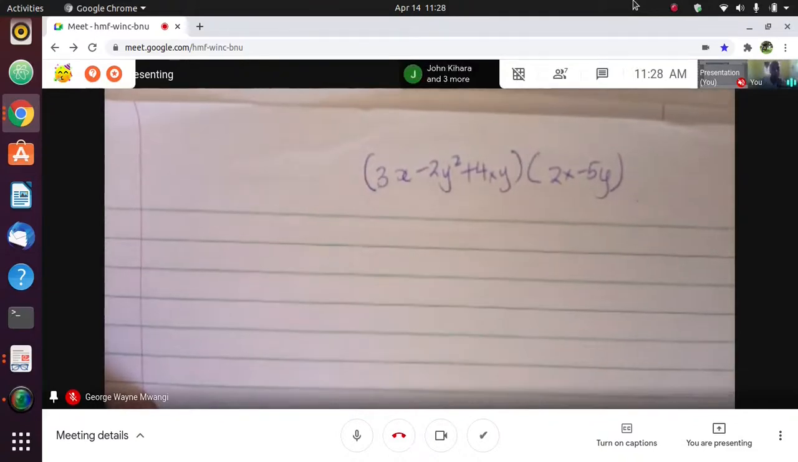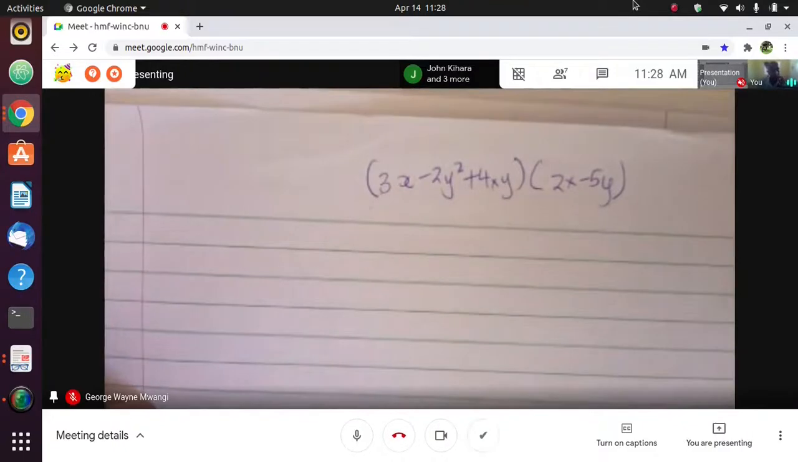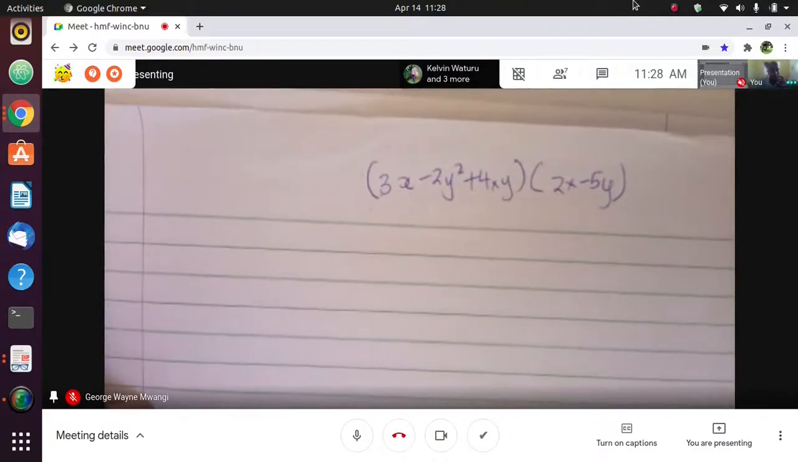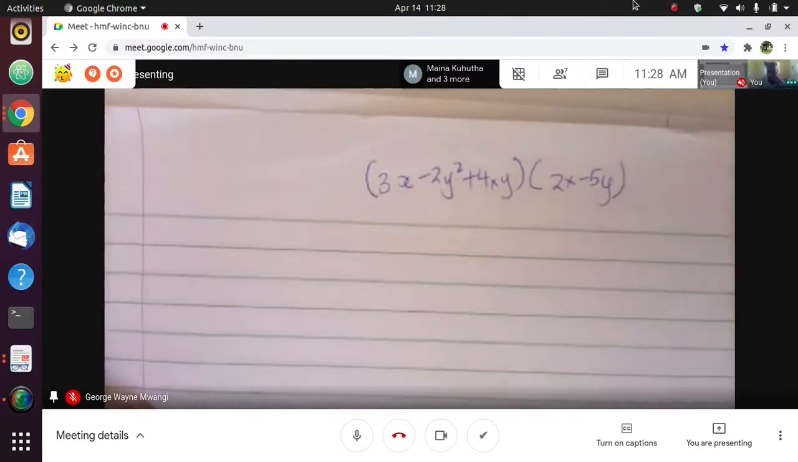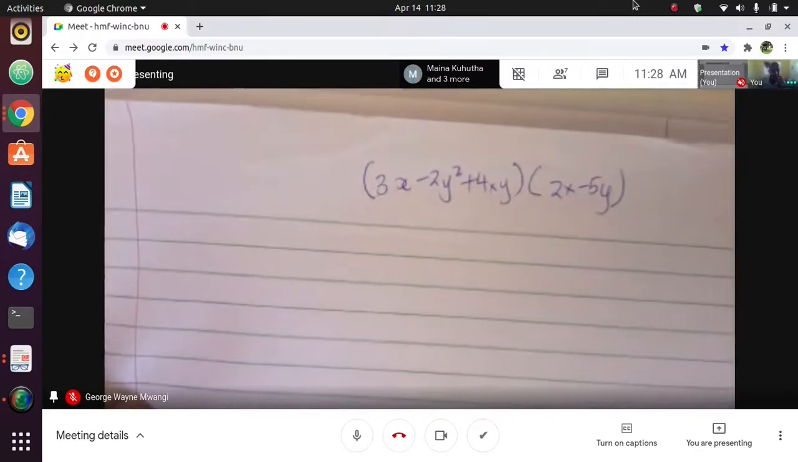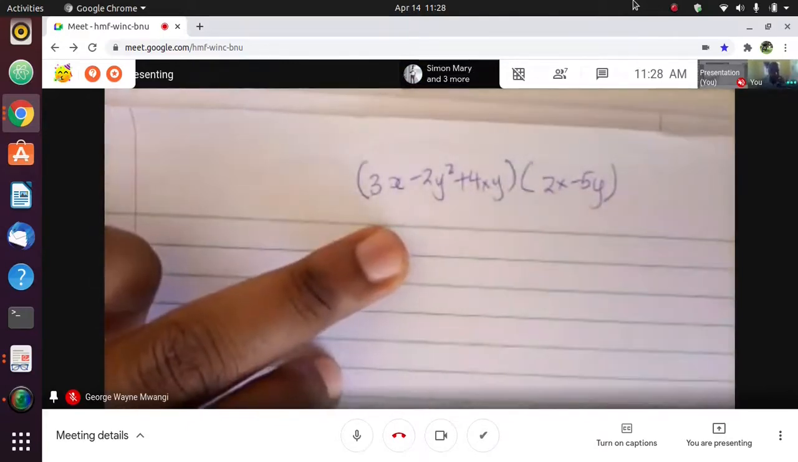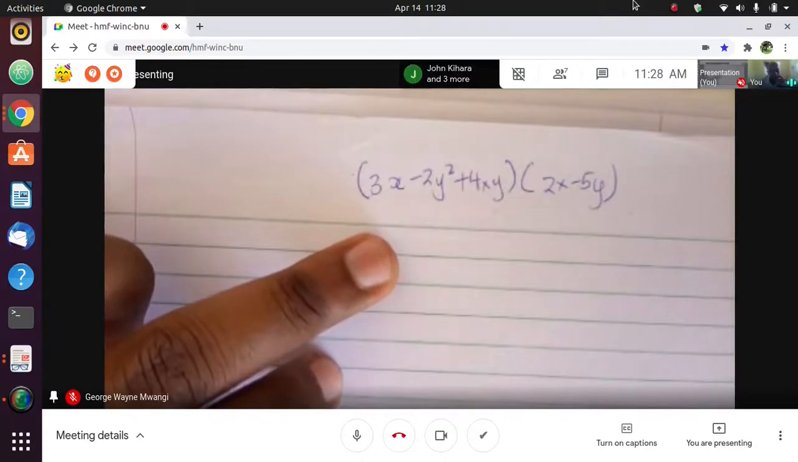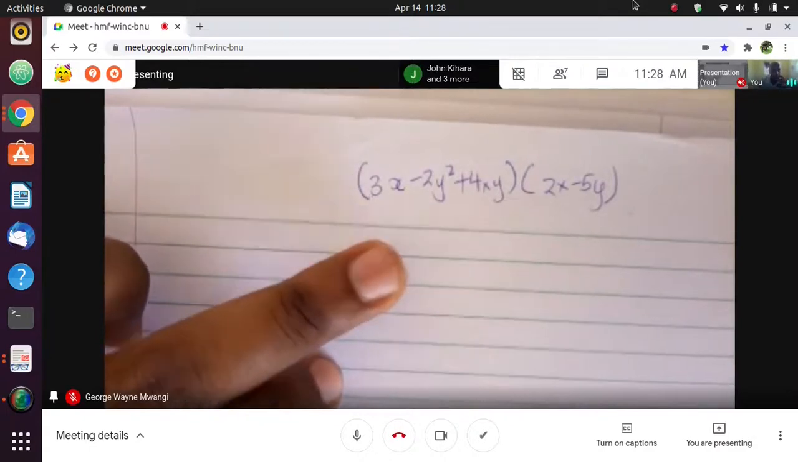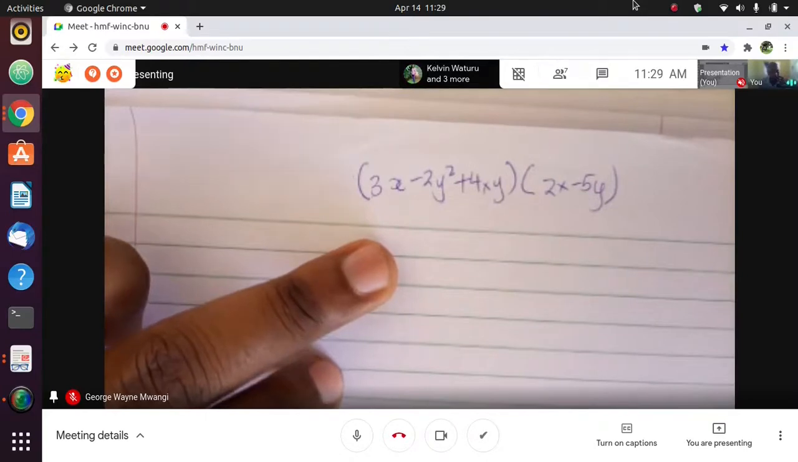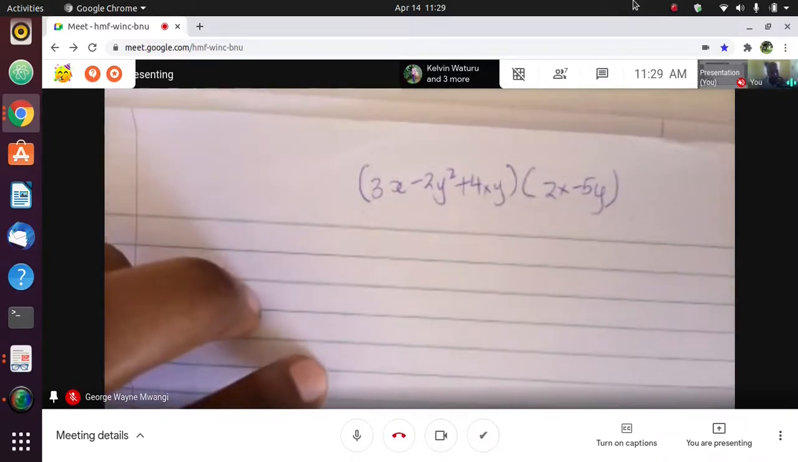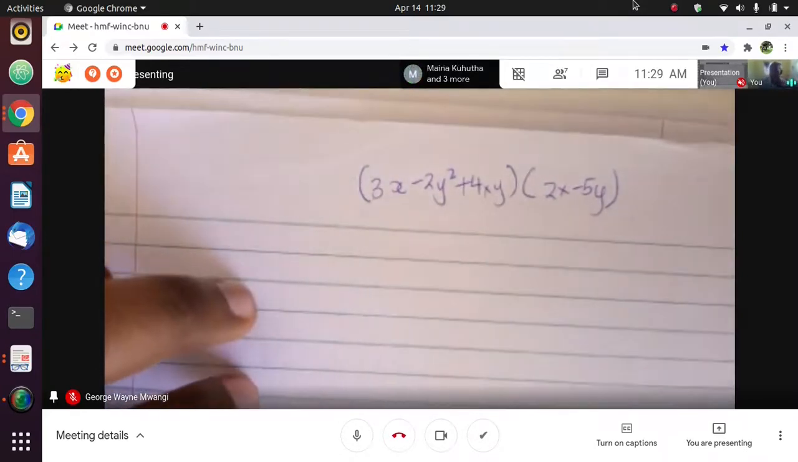If you are in class, please try to have a place where you write. You practice with us because this is a mathematics lesson. So we have 3x minus 2y squared plus 4xy. You multiply by 2x minus 5y. Let us try and open that bracket and you tell me what the answer will be.